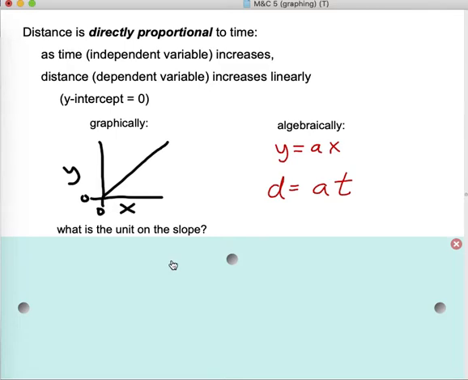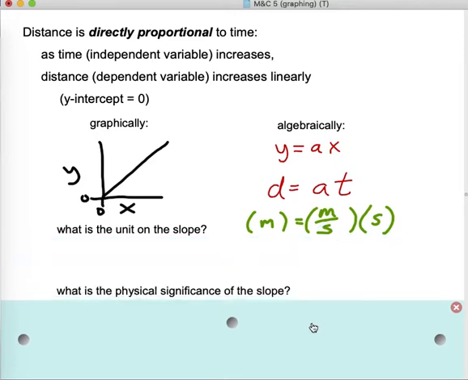Okay? Now, here's a question. a, the proportionality constant, is the slope of the line. What's the unit on the slope? Do slopes have units? They do. Check this out. Distance is in meters. Time is in seconds. In order for units to work out, the slope must have units of meters per second.